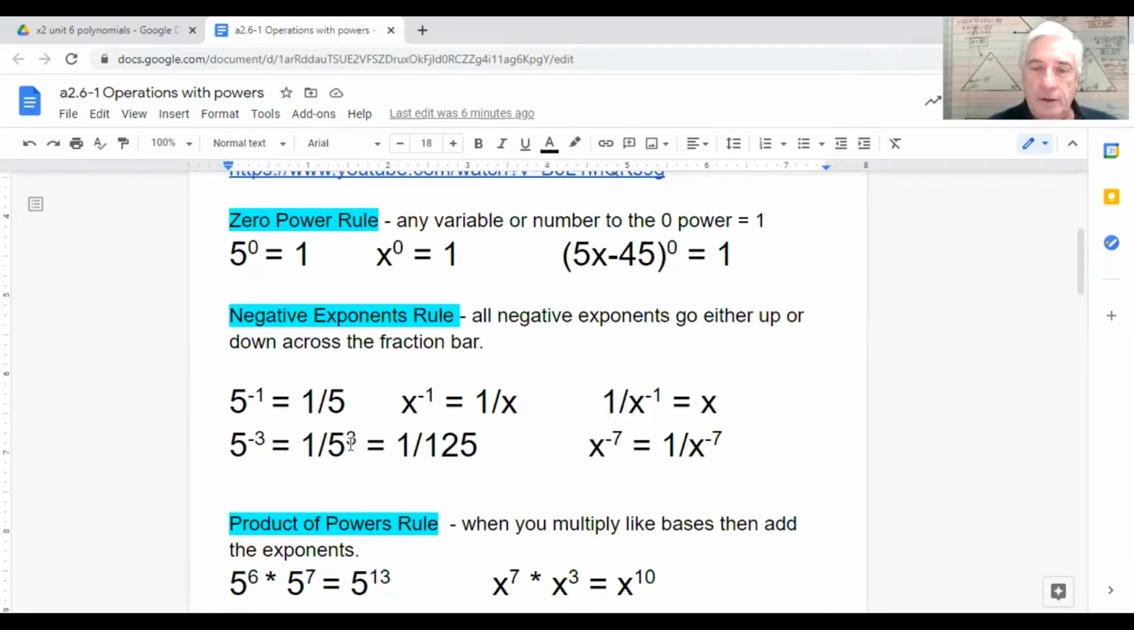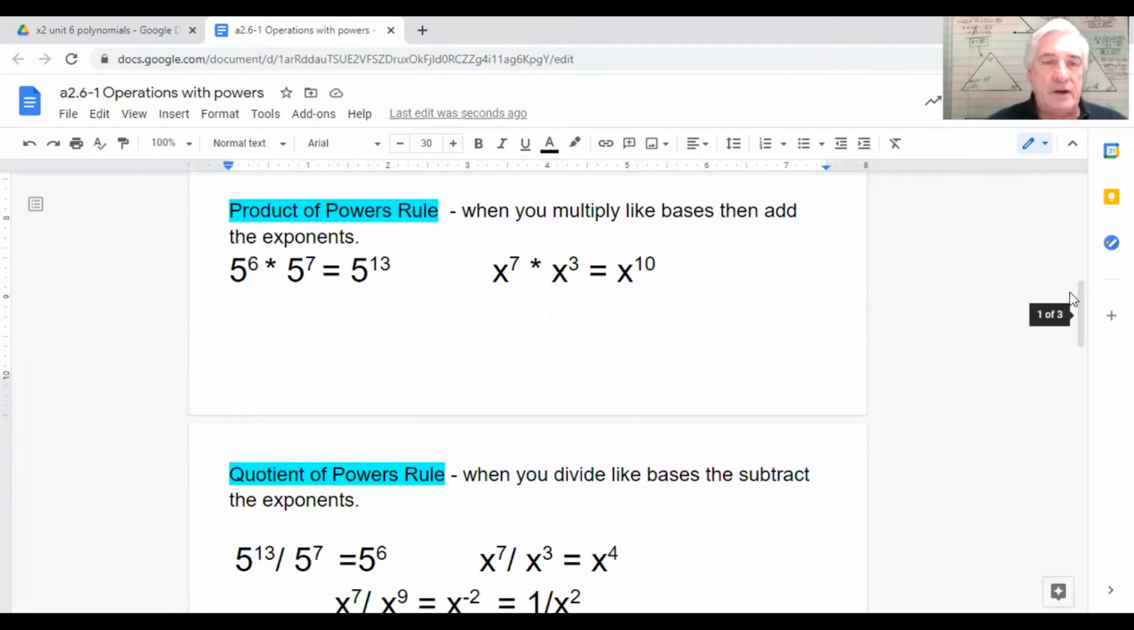X to the minus 7 goes underneath the fraction bar and it becomes 1 over x to the minus 7. Yeah, you're right. I just told you, when it leaves the fraction bar, it gets rid of the minus sign. So this becomes a plus 7. X to the minus 7 is equal to 1 over x to the 7.